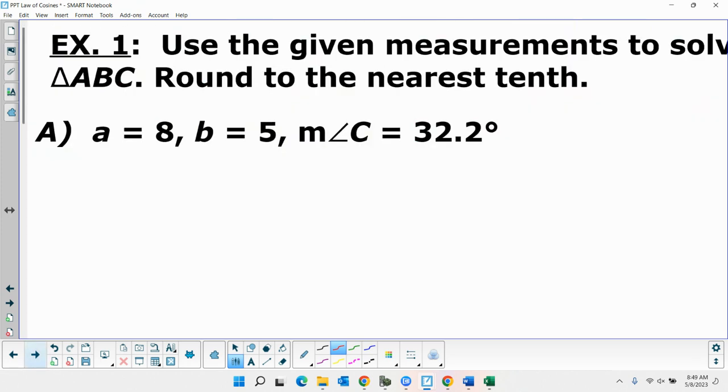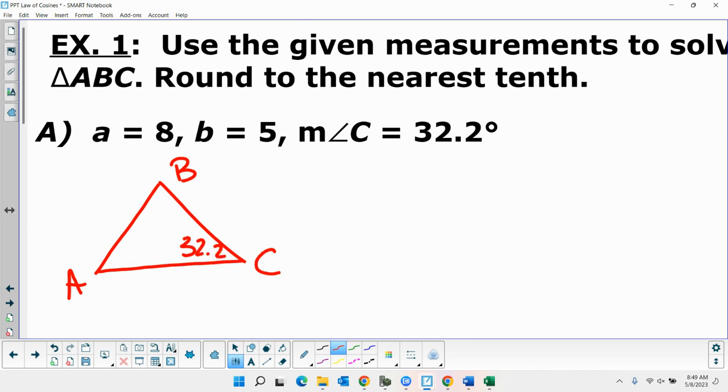All right, so let's see here. We'll draw a picture of a triangle. Angle C is 32.2 degrees. Side A is 8 and side B is 5. So we've got side, angle, side here. The angle is between the two sides.